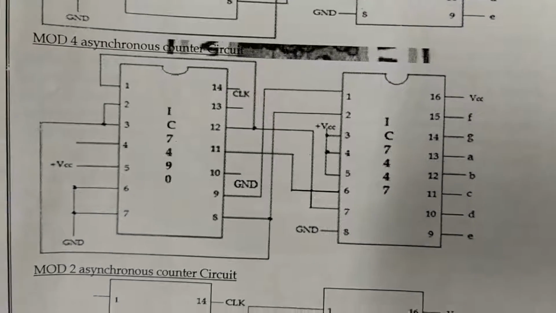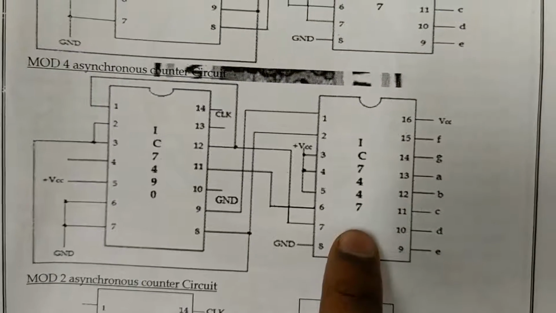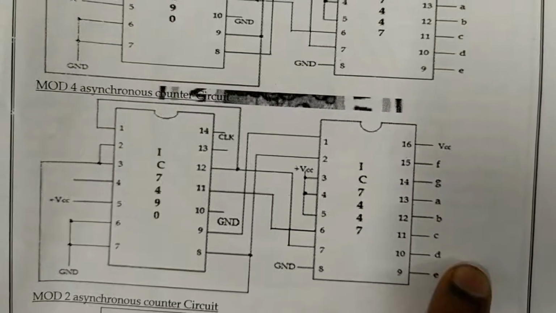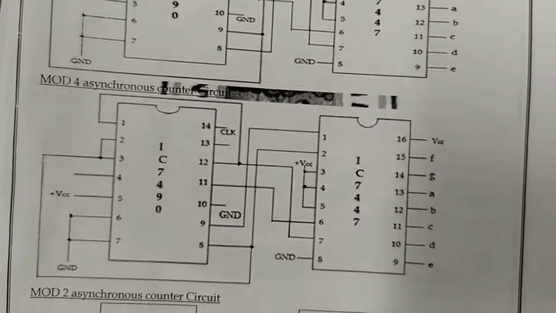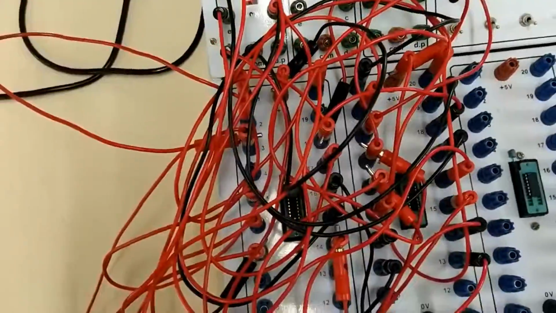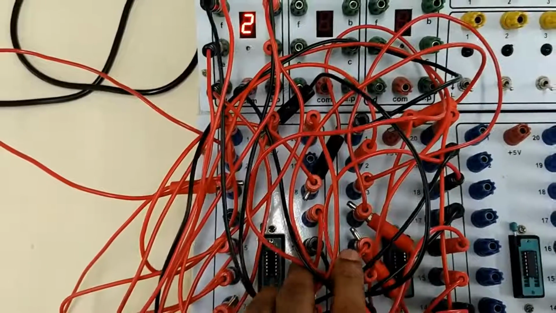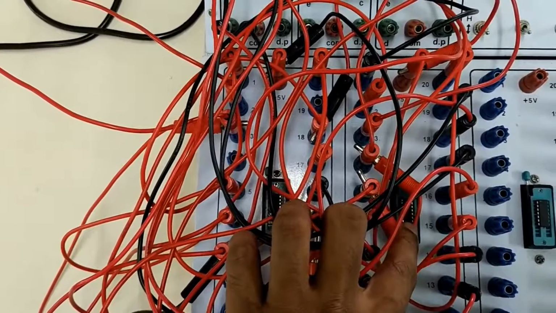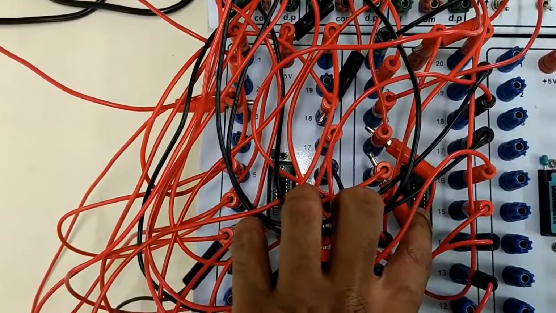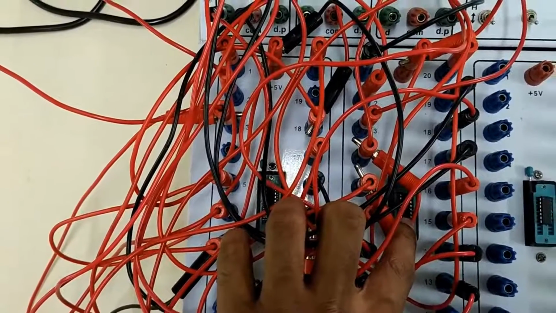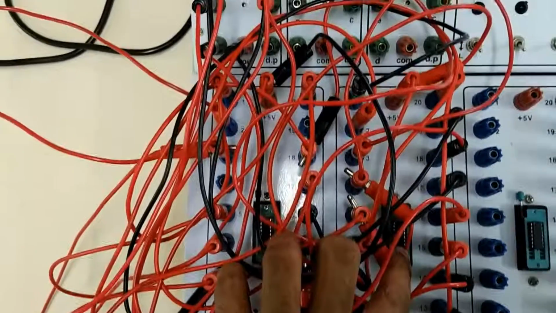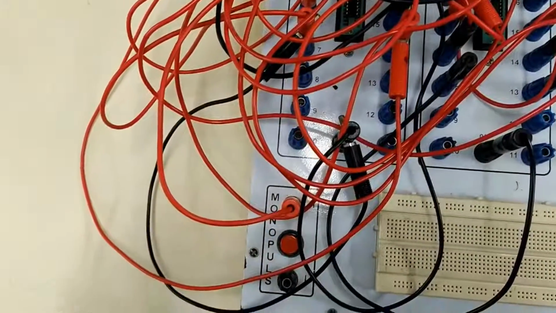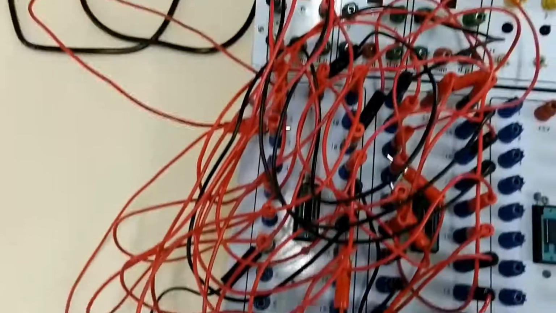So this is your mod 6 counter with the 7490 counter IC and 7447, which is a decoder IC, and you have a 7-segment display connected at the output of your 7447 IC. Coming to the demonstration, you can see the ICs are kept here. This is your 7490, a counter IC to which the clock inputs are supplied, and this is a decoder IC which will convert the binary output of the counter IC into the corresponding decimal output, and the decimal output is displayed in this 7-segment display. The clock pulse is given from the monopulse input.